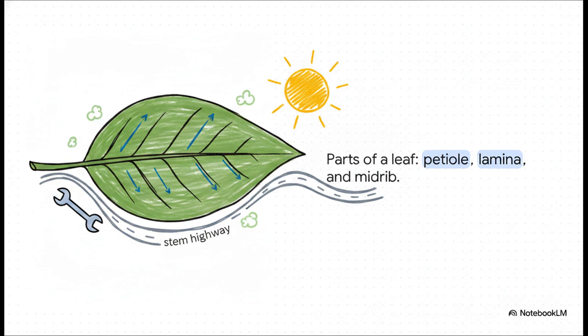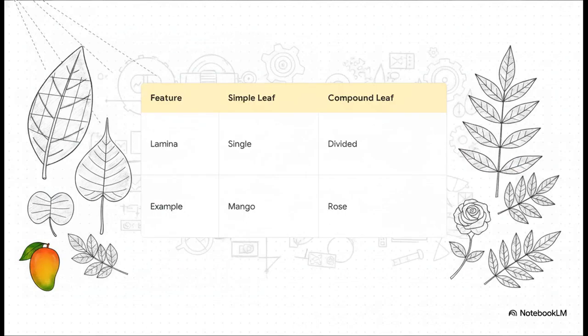Running right down the dead center of this lamina is a thick vein called the midrib. This gives the leaf structural support and houses the vital plumbing that brings water in and ships food out. Now, plants engineer these solar panels in two main ways. First, you have a simple leaf, which has a single undivided lamina. Think of a classic mango or peepal leaf.